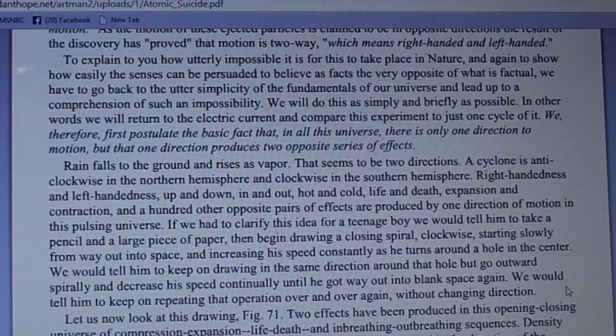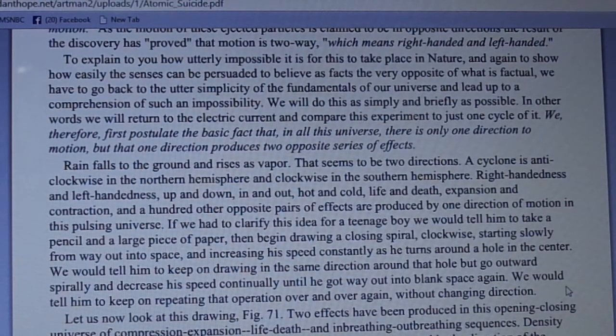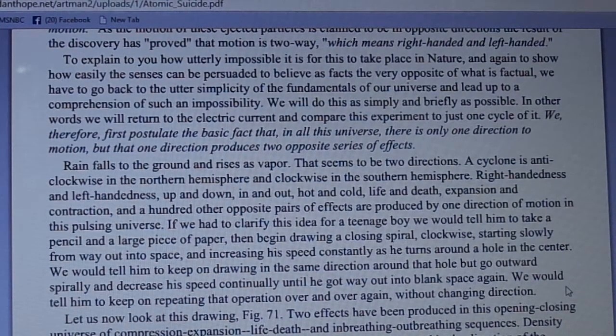If we had to clarify this idea for a teenage boy, we would tell him to take a pencil and a large piece of paper, then begin drawing a closing spiral clockwise, starting slowly from way out into space, and increasing his speed constantly as he turns around a hole in the center. We would tell him to keep his drawing in the same direction around that hole, but go outward spirally, and decrease his speed continually until he got way out into blank space again. We would tell him to keep on repeating that operation over and over again without changing direction.